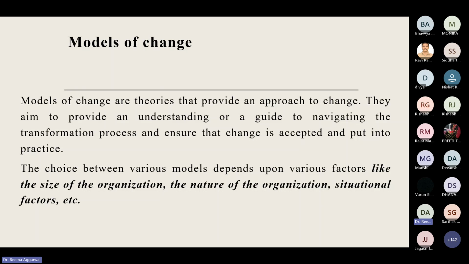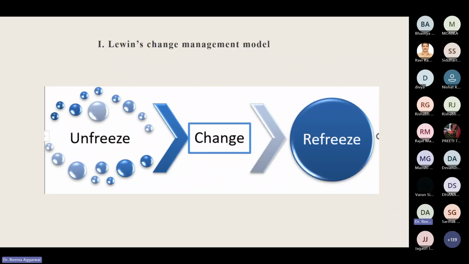Now, the choice between various models depends on various factors like size of the organization, nature of the organization, situational factors, what kind of change you are bringing in the organization. So, out of all the models, you could pick a particular model that suits your organization. In real life, there are so many models, like 10, 12 models, that tell how a change could happen in an organization. In this class and in this unit, we will be covering 4 to 5 models that are more popular and that cover different aspects of change. Very famous is the first model, that is Lewin's change management model.